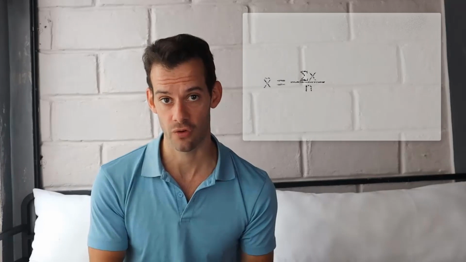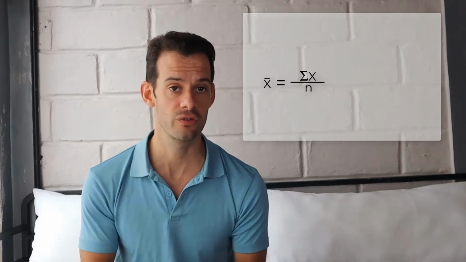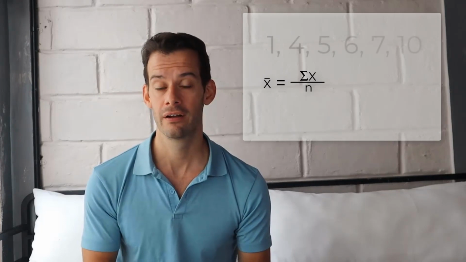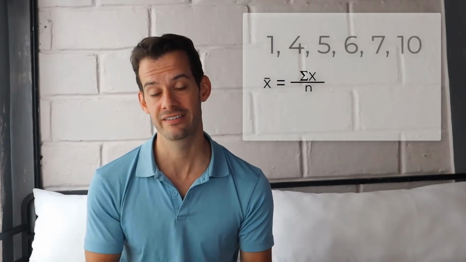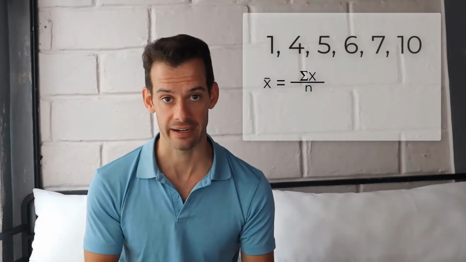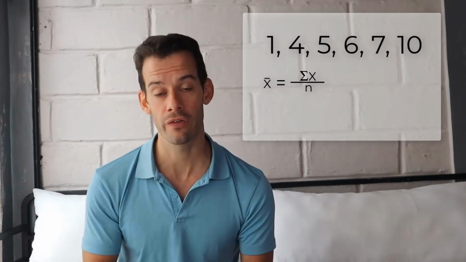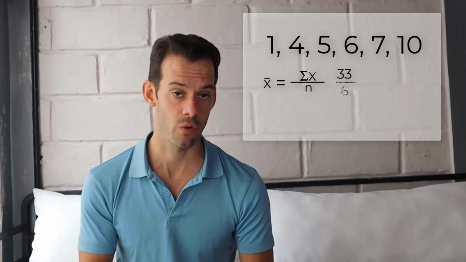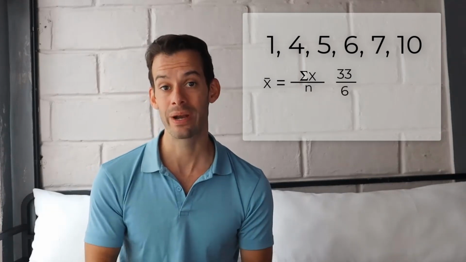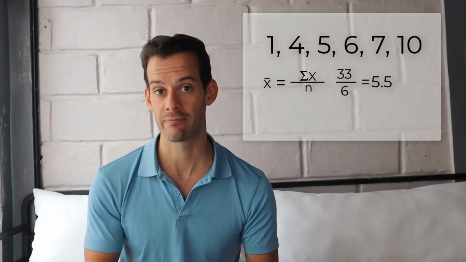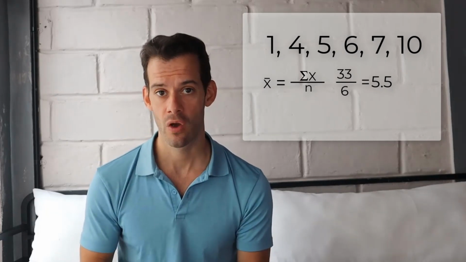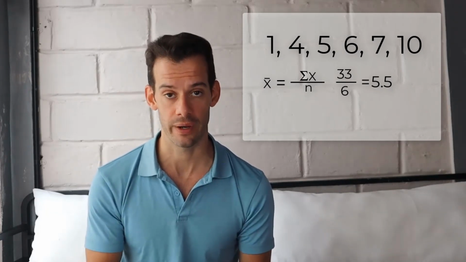So let's quickly practice taking a mean with a small sample of scores. Let's say we had 6 students who just took a quiz out of 10, and the scores were 1, 4, 5, 6, 7, and 10. So we'd sum all these values for x and get 33. Then we'd divide by the number of scores, which is 6, and so we'd get x bar equals 5.5. One of the strengths of the mean is that it's very sensitive, and this is because all scores contribute to it.